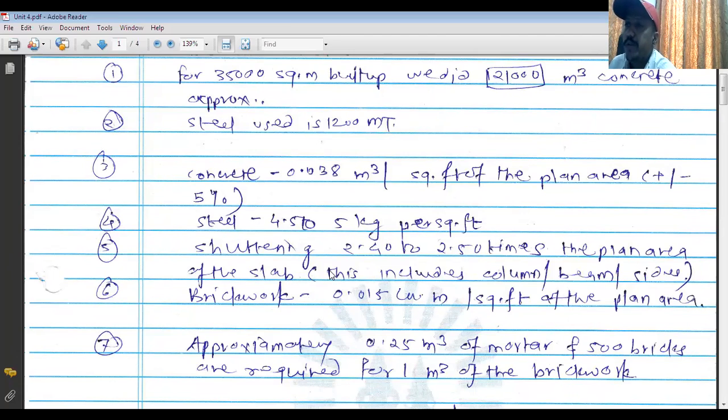For slab, generally you are going to take 0.8 to 1% of steel by weight of the concrete. For beam, around 1 to 2% of the quantity of steel by weight of your concrete. For your column, it is 1 to 5%. So for different structural elements, we are going to assume different percentages of reinforcement by weight of the concrete. I have shared that with you also.